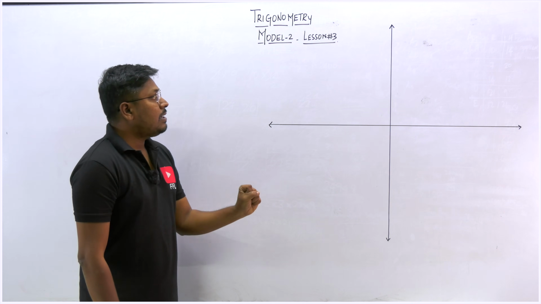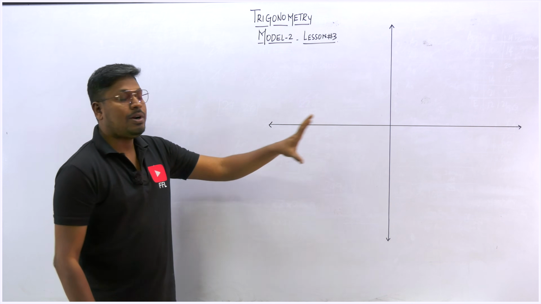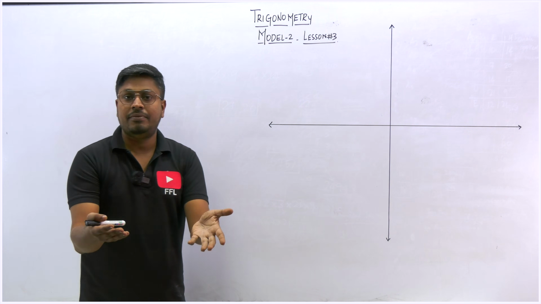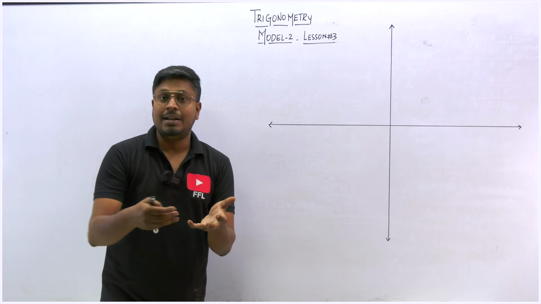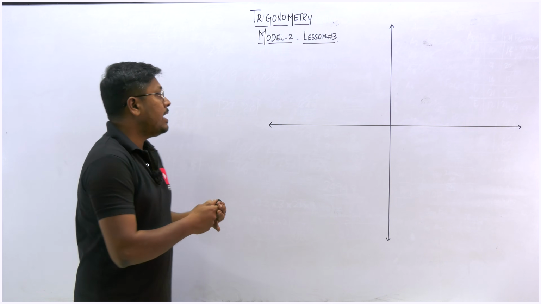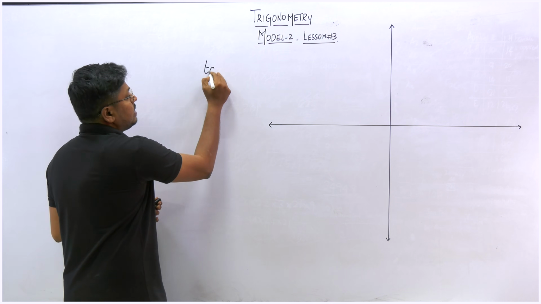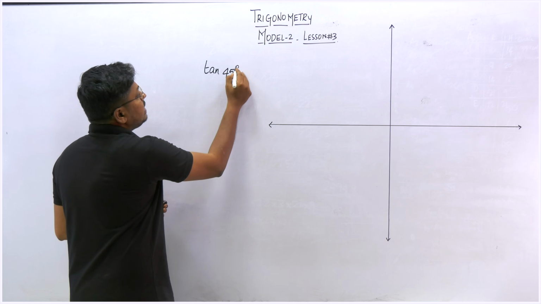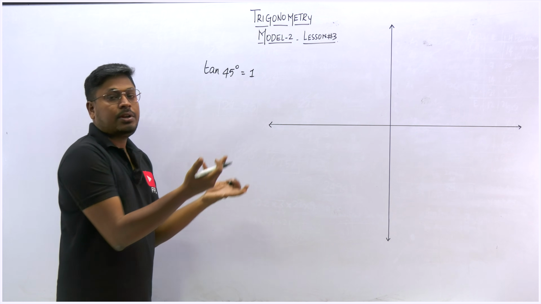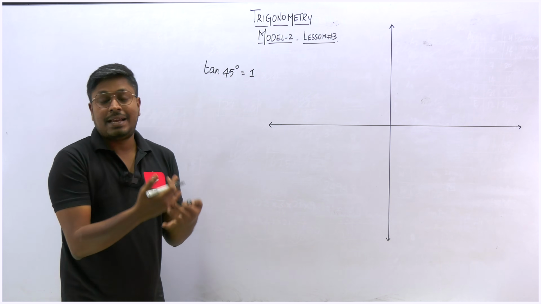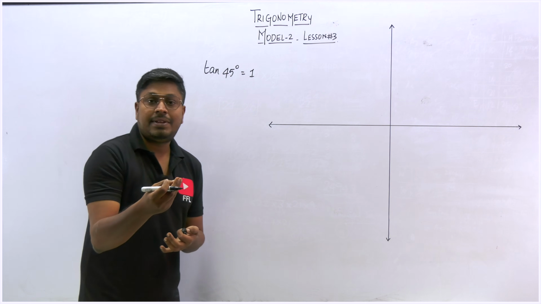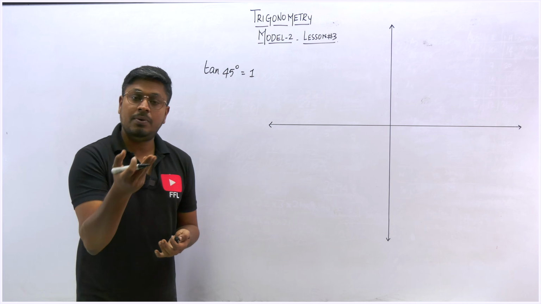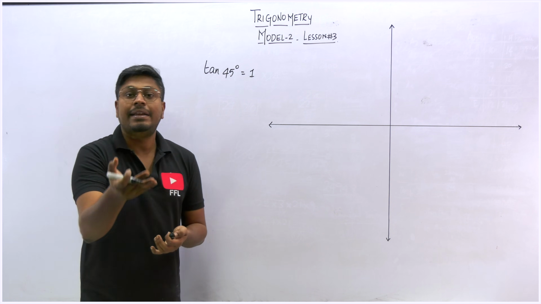So friends, if you already watched the module number 1 video, you know what we learned and how to solve a question. For example, if it is tan 45, we can easily say the answer will be 1, because according to the chart we have learned what tan 45 degree is. Similarly, if they are asking what is sine 30, we know the answer. If it is cos 90, we know the answer.